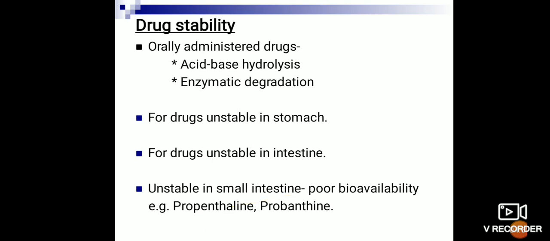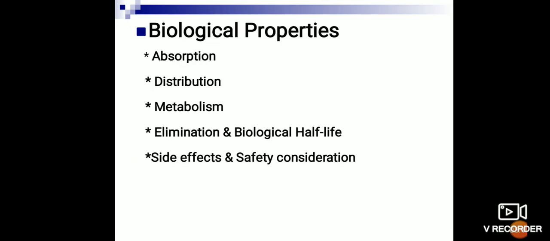Unstable in small intestine means poor viability. The example given of a drug which is unstable in intestine is propantheline. Propantheline is a drug which remains unstable in small intestine. The next factor is the biological factor, that is absorption, distribution, metabolism, elimination, half-life, and side effect and safety consideration, which are considered during the manufacturing of sustained drug delivery system.